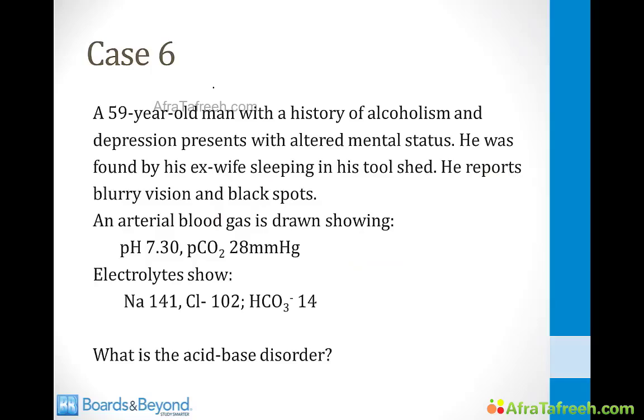Case 6 is a 59-year-old man with a history of alcoholism and depression who presents with altered mental status. He was found by his ex-wife sleeping in his tool shed. He reports blurry vision and black spots. An arterial blood gas is drawn. The pH is 7.3. PCO2 is 28. The electrolytes show a sodium of 141, a chloride of 102, and a bicarb of 14. What is the acid-base disorder?